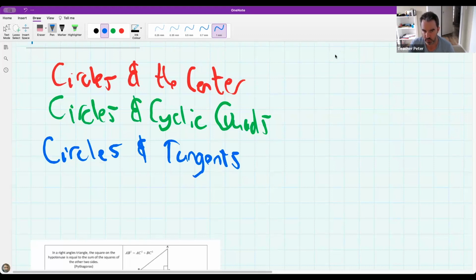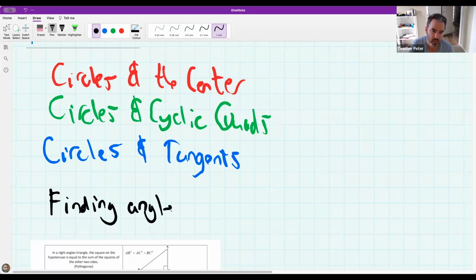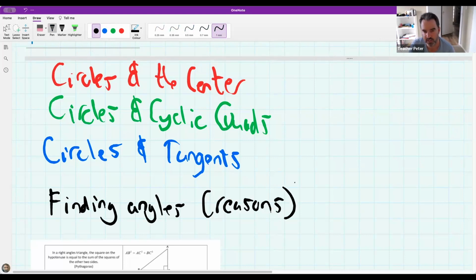And what I try to do in these weeks is give you the main facts, or what we call theorems, that you have to know in order to do questions involving circle geometry. A lot of the questions, at least the entry-level questions, are always going to be about finding angles and giving reasons for how you found those angles. So a lot of the early stuff is like that.